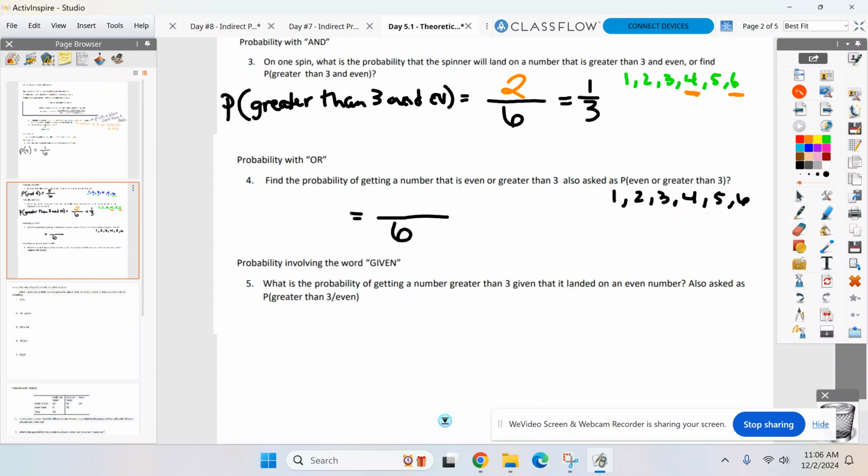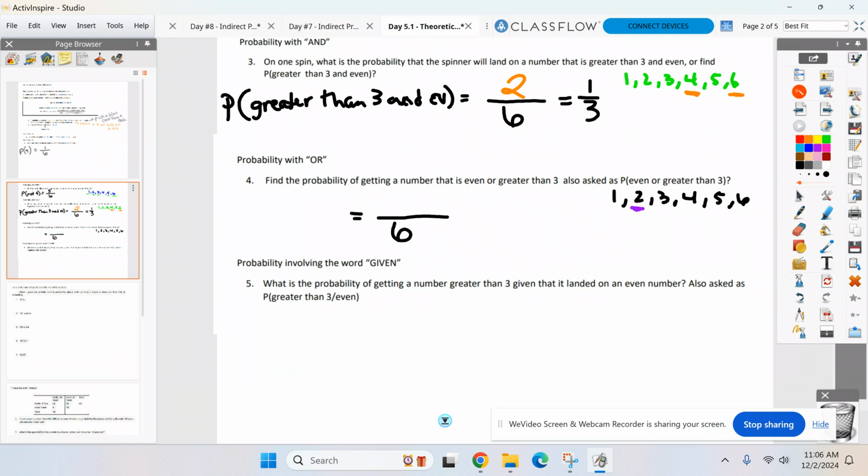It's got to be even or, not and, greater than 3. Can I count 1? Even or greater than 3? No. Can I count 2? Yes. Everyone see why I can count 2 now? Because it's even.